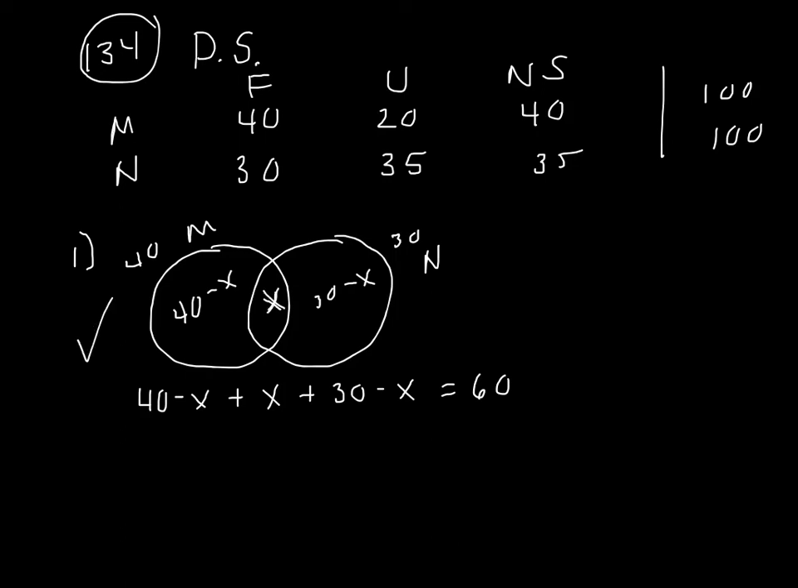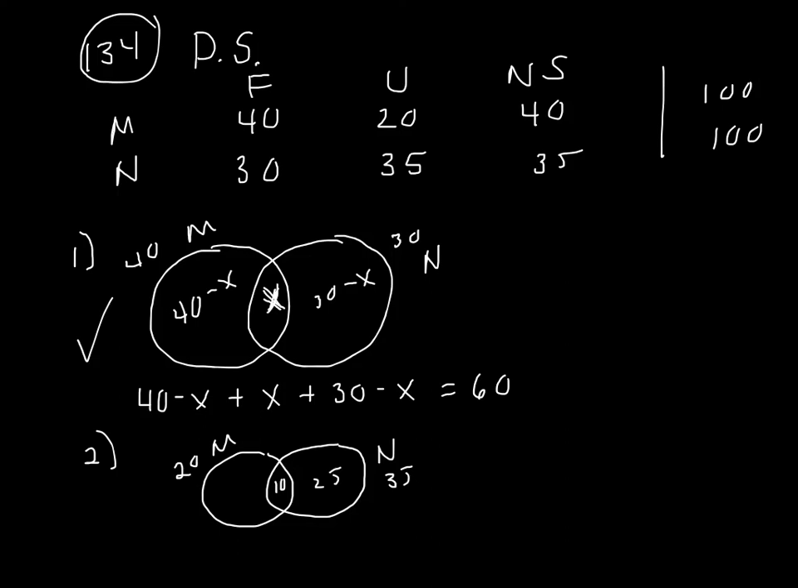Now remember, we're trying to figure out who responded favorable for both. If you look at clue 2, the number of voters who responded unfavorable for both were 10. So I could do another Venn diagram, and it tells me that this would be 10. And we know that 20 were unfavorable for M, and for N there was 35. So based on the intersection of 10 for unfavorable, this would have to be a 25 and this would have to be a 10.